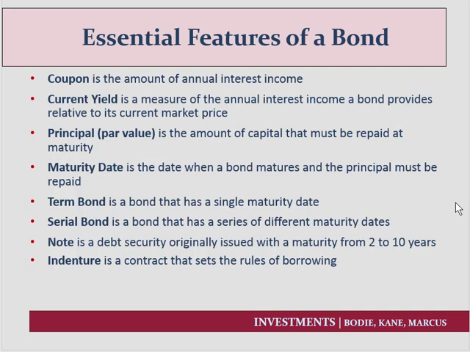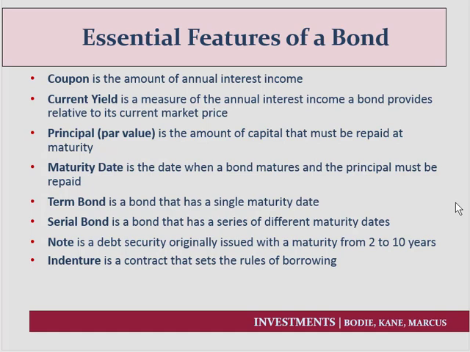So what are the basic features of a bond? A bond pays a coupon. That's the interest payment. There's something called the current yield. It's the current return if you buy the bond today and you receive the interest over the next year. The principal is the par value. For almost all bonds, it's $1,000. There's a maturity date.